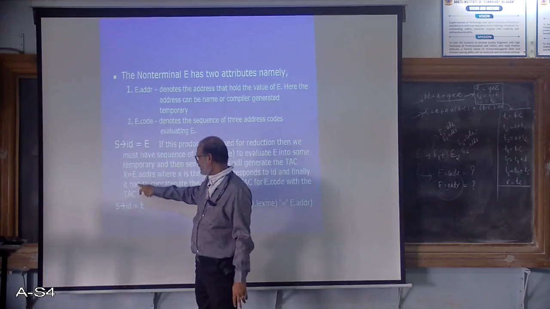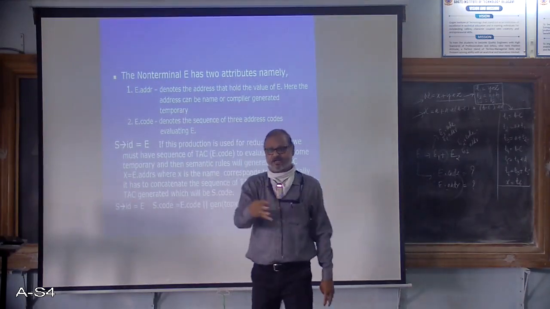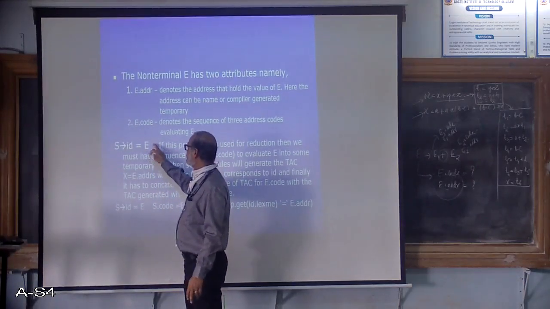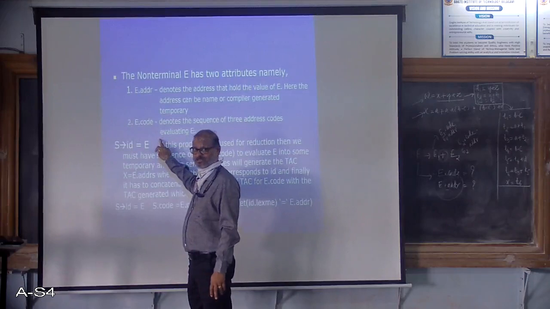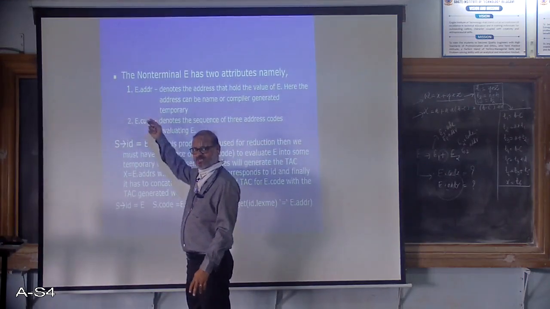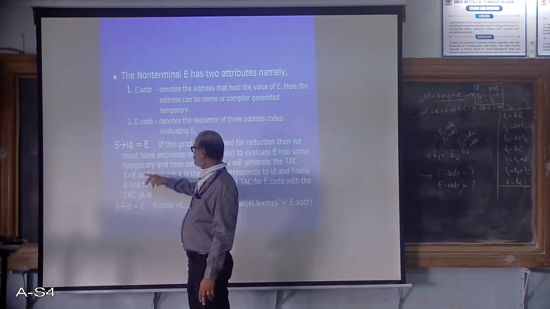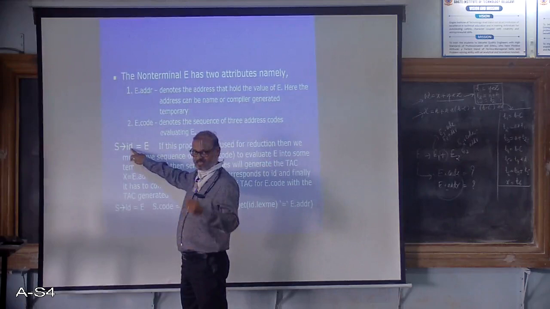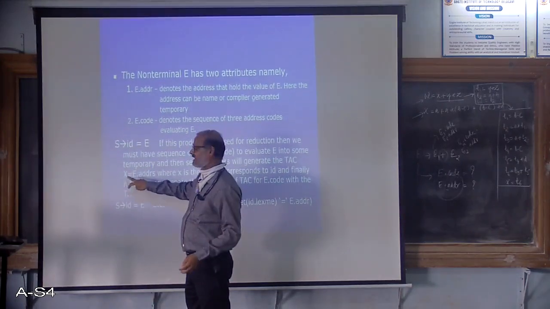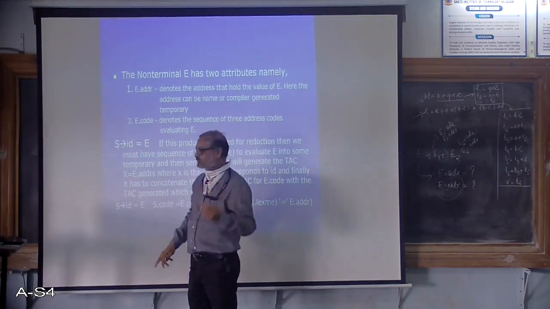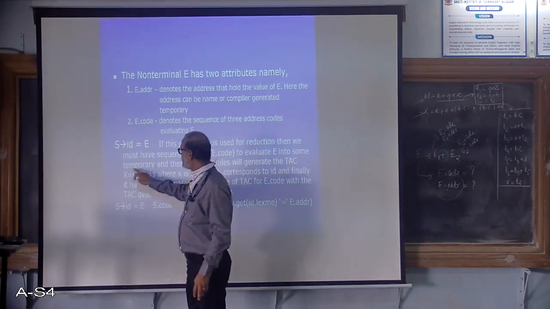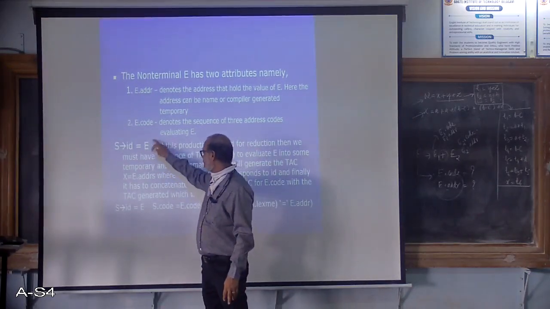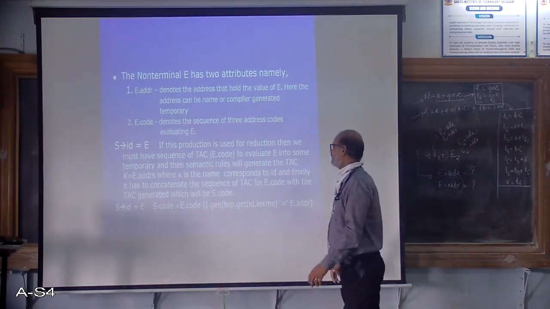So I must now generate a 3 address code X equal to E.address. That means the value of this expression is E.address. To evaluate that value you have the sequence of 3 address codes, that is E.code. Let us suppose X is the variable. So I can generate a 3 address code X equal to E.address. E.address is going to have the value associated with the sequence of 3 address codes evaluating this expression.